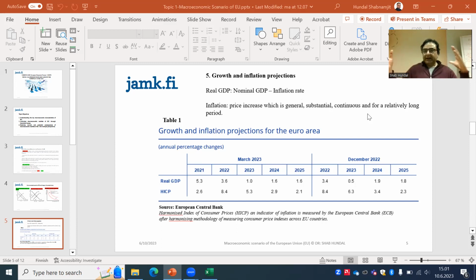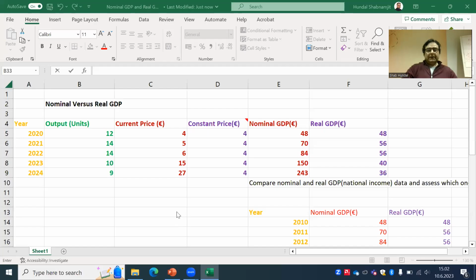Okay, so you can see that in the forecast, which has been made in March 23, the real GDP is looking very promising for 24 and 25. And I think we had a discussion about it before as well. Since I used the two phrases, the nominal GDP and the real GDP, I thought I should give you some more insight into these two concepts.